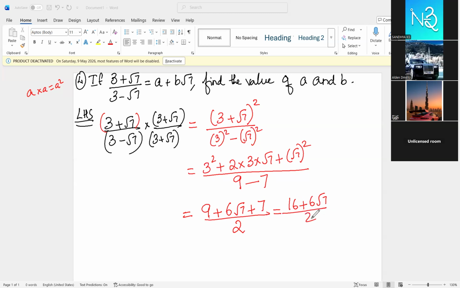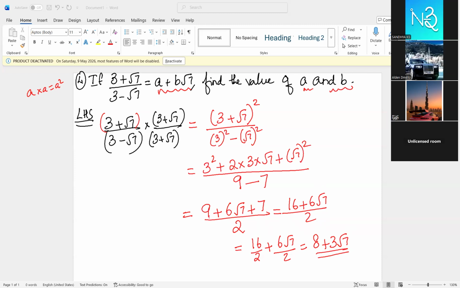So this denominator 2 is common for 16 as well as 6 root 7. So I can write it as 16 divided by 2 plus 6 root 7 divided by 2. So 16 divided by 2 is 8, plus 6 by 2 is 3, so 3 root 7. Till this, understood? Yes, ma'am. What is our question actually? I need to find a and b. That is our question, right?